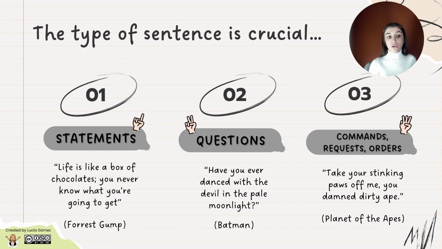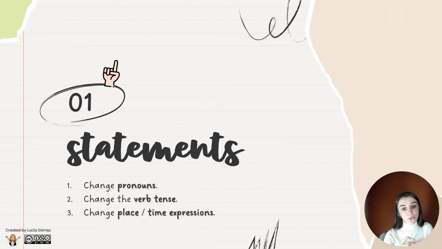Ya hemos trabajado con los statements, los cambios más comunes y el tipo de oración más común. Hablamos de oraciones enunciativas, tanto afirmativas como negativas. Then we are also going to work with questions or interrogative sentences, and finally we're going to work with commands, requests, and orders. Here you can see some examples, but we're going to be working with each of them in depth.